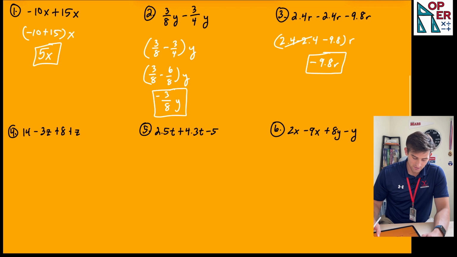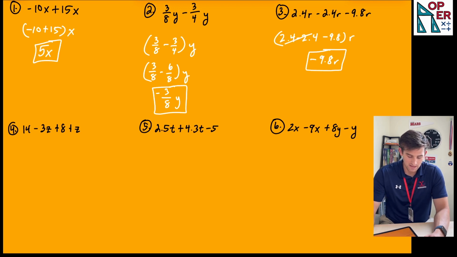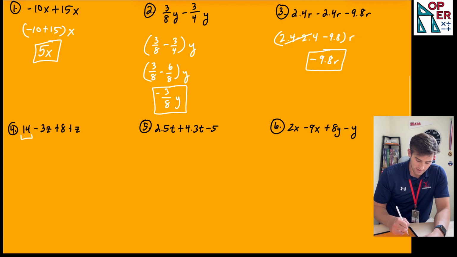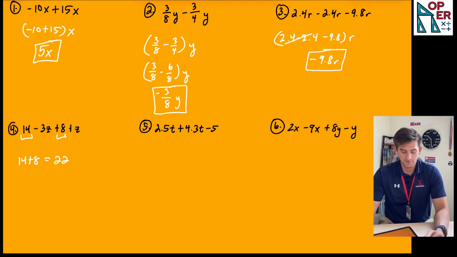All right, next, number 4, 14 minus 3z plus 8 plus z. Now we have 4 terms here. Notice here we have a 14 and we have an 8. Well, 14 plus 8 would be 22. So 22 is going to be part of our answer.